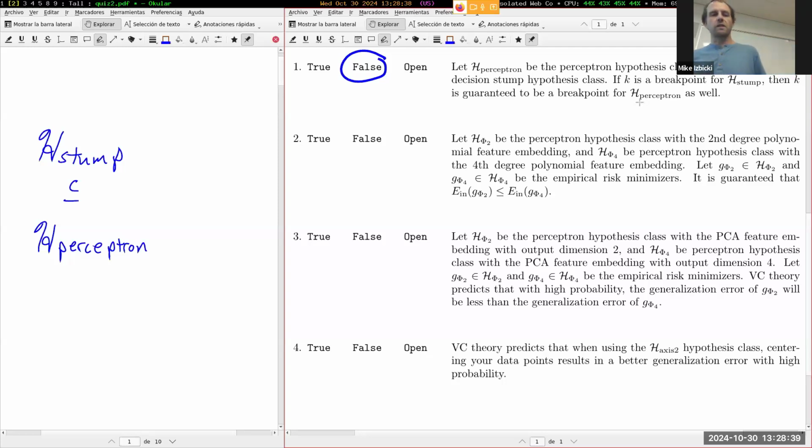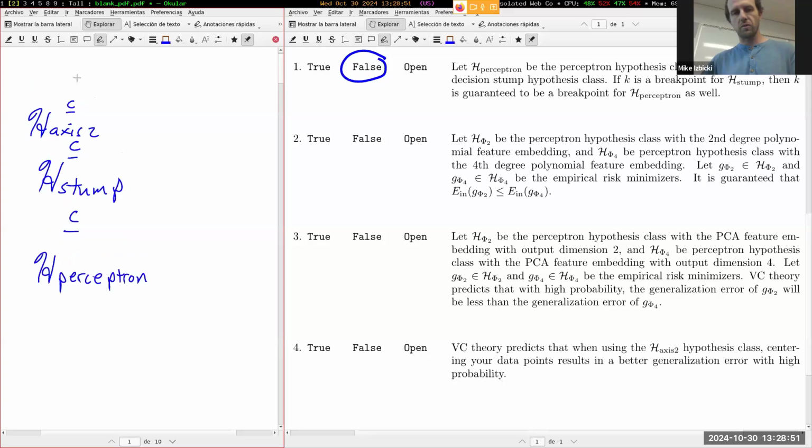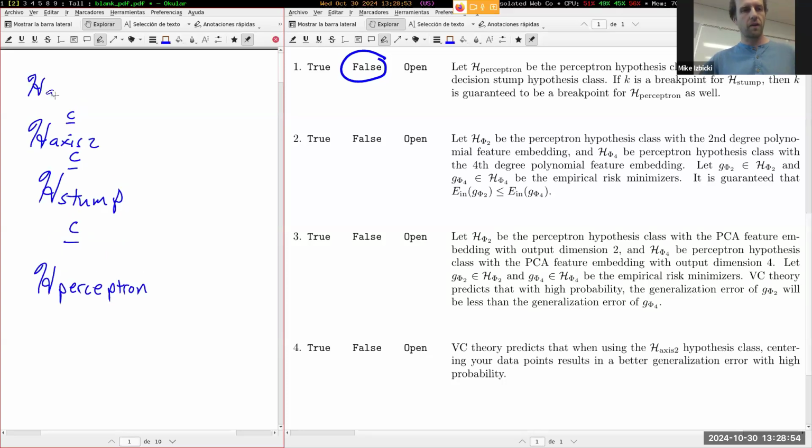Other important subset relations for these hypothesis classes: H stump is a superset of the H axis 2, and that is also a superset of H axis. And so all of this argument about breakpoints only depends on the superset-subset relationship, nothing particular about stump or perceptron here. And so a similar argument would hold for any of these hypothesis classes if they were being compared.